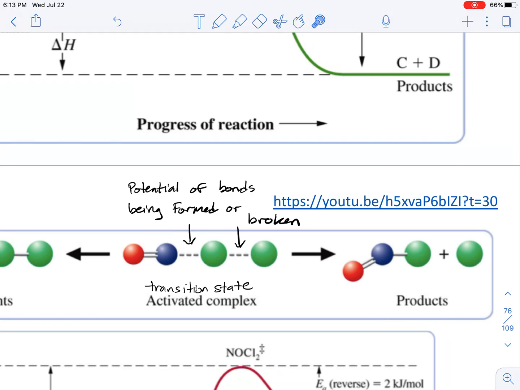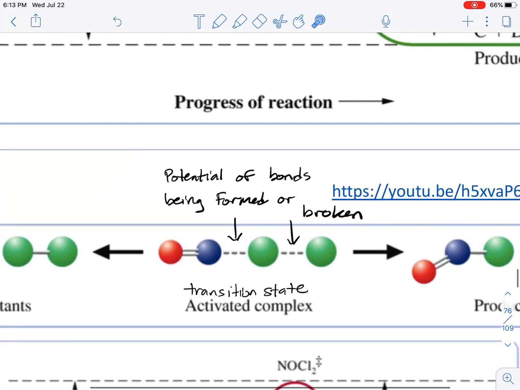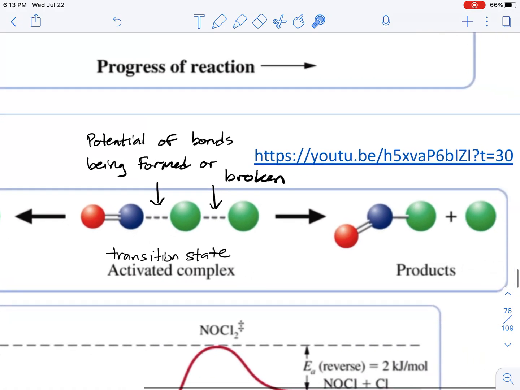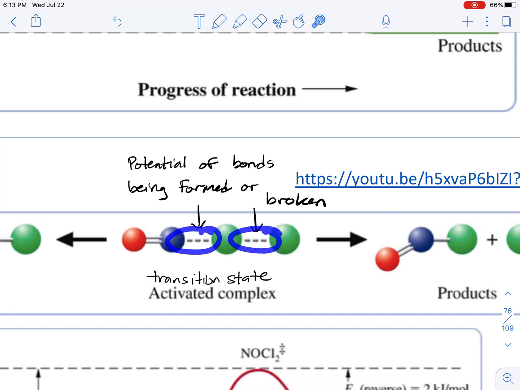Okay, and so the main point that I'm trying to get at is that the transition state is a hybrid structure to reflect both reactants and products. And these dotted lines are potential bonds that could be formed or broken, depending on whether or not the reaction actually pulls through to the right or if it will stay as reactants.